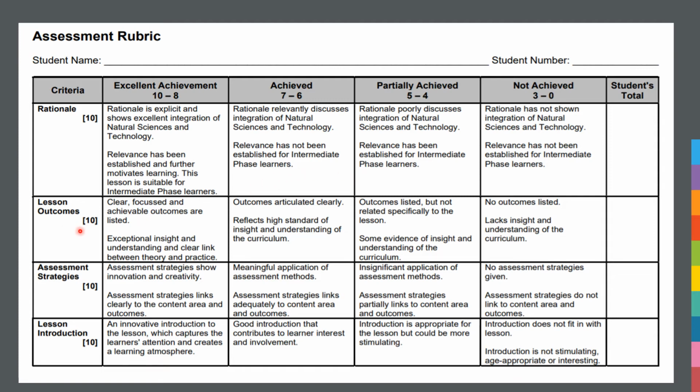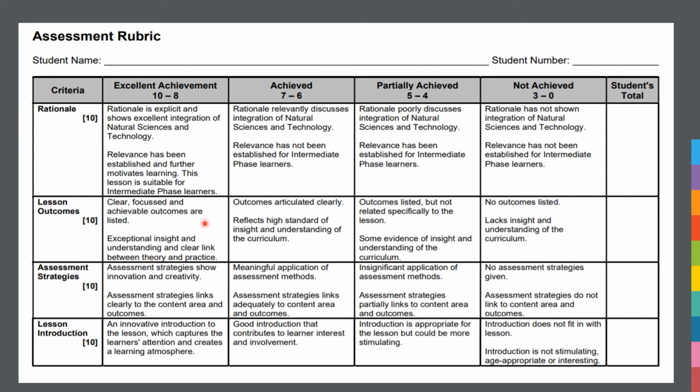Lesson outcomes, which is 10 marks as well. If we look at the achieved column, you've got your outcomes articulated clearly, reflects high standard of insight and understanding of the curriculum. But if we look at 8 to 10, your outcomes are clear, they're focused, and achievable outcomes have been listed, exceptional insight and understanding, and a clear link between theory and practice.